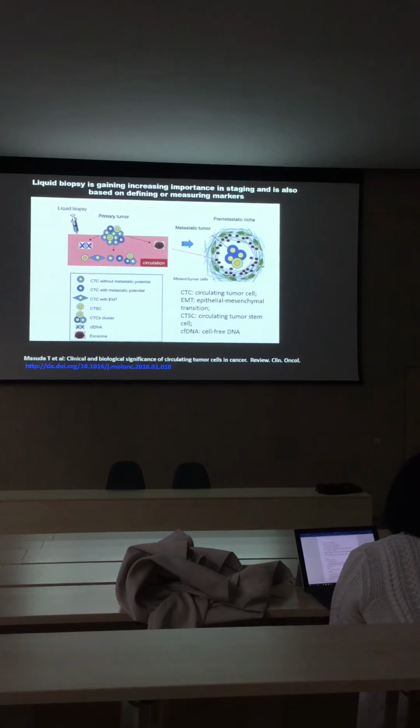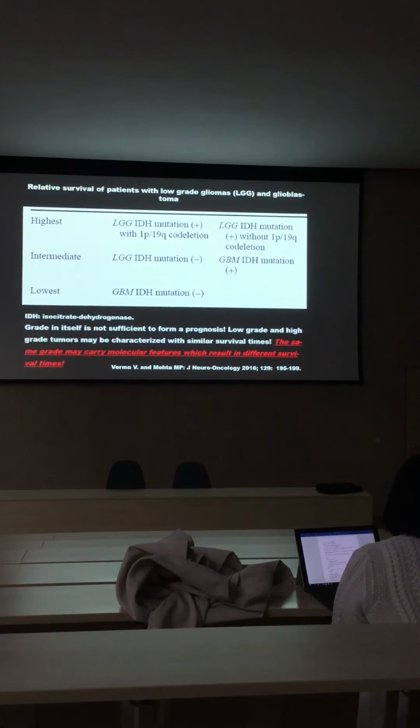Circulating tumor cells can be done. And if somebody wants to read further on liquid biopsies, you can access that on the internet. This image is from last year. Now, this is the thing that I said about brain tumors. Isocitrate dehydrogenase is not only a diagnostic marker, but also a prognostic marker and a predictive marker.